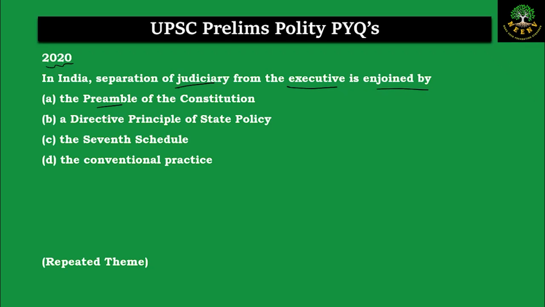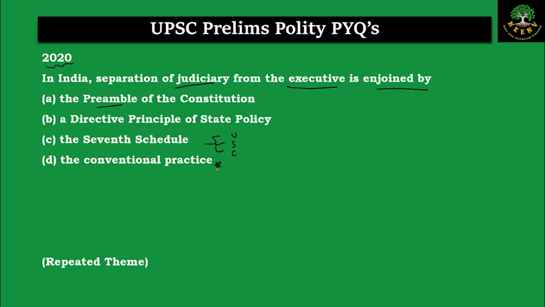Now let us look at how we would solve this question in the exam. Recall, what does the preamble talk about? The preamble has the overall objective of the constitution as the constitutional makers viewed India to be. The DPSPs have some instructions to the government, certain mandates which the government has to follow when they are making the laws. These principles have to be followed by the state. And if you recall, the 7th schedule has the 3 lists: the union list, the state list, and the concurrent list, dividing the powers between the central government and the state government.